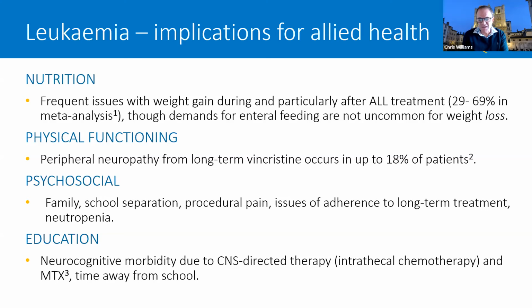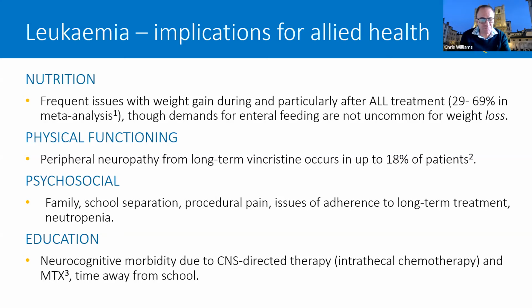Psychosocial issues, such as family, school separation, particularly regional kids, procedural pain issues, and particularly issues of adherence to long-term treatment. And that's a real issue for adolescents as well. If you have ALL and you're having 3 years of treatment, it's 3 years of medicines at night that have to be given time after time again and again. We know that the risk of relapse increases if that adherence to long-term treatment sits somewhere below 95%. That's a really high number. So there's a lot of social factors that can actually impact on that kind of thing.